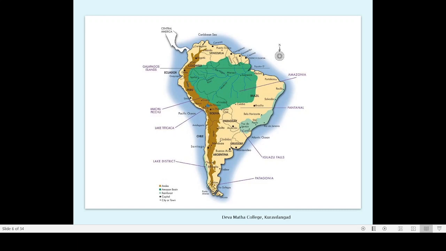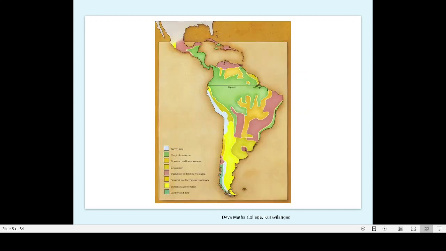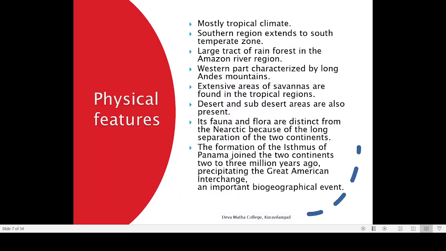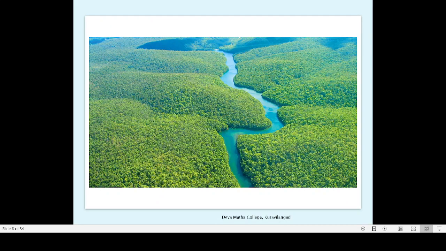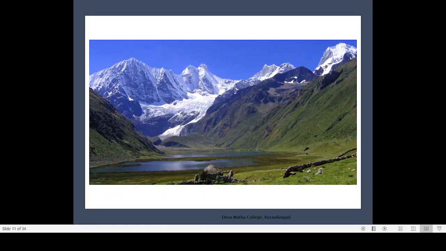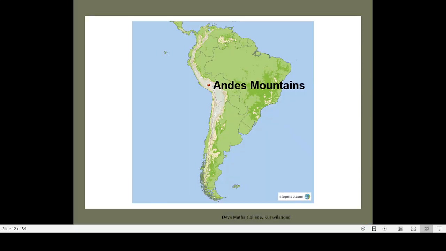The altitude will be much higher. So in the Andes climate, we can find mountain, meaning high-altitude vegetation, in this Andes mountain range. Then extensive areas of savanna are found in the tropical region. What is savanna? Somewhere here, this is the Andes mountain. The top regions of the Andes mountains are covered with snow, just like the Himalayas. The lower regions are somewhat drier. So this is the Andes mountain.